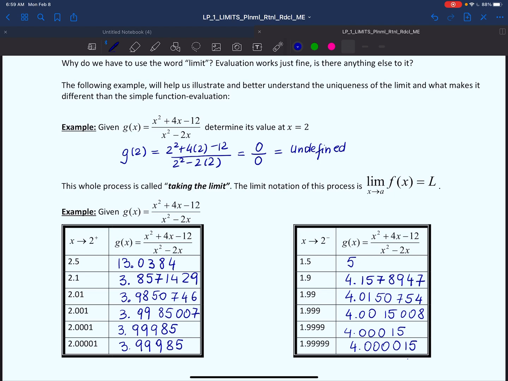So g of x is given. We don't know what the value of the function at 2 is, but we want to estimate what happens around 2. So what we are going to do is approach the number 2 from the right and from the left side of it. To those of you who are not familiar with the terms 2 minus and 2 plus, I'm going to go over and explain it to you very briefly.